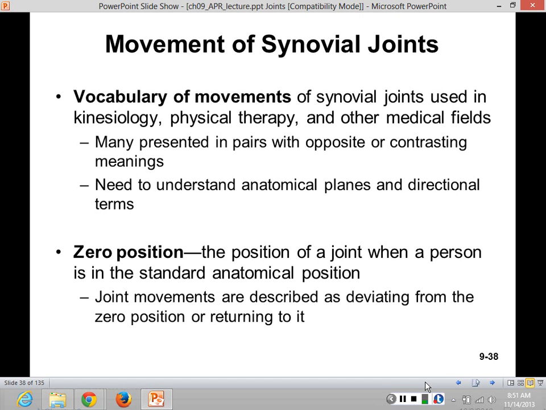Okay? Many are presented in pairs with opposite or contrasting meanings. So what I'm going to do with you guys, just like with pronation and supination, those are pairs. So I may ask Leslie, okay, Leslie, do pronation and supination of the forearm. I'm going to have her do both of them. Okay?